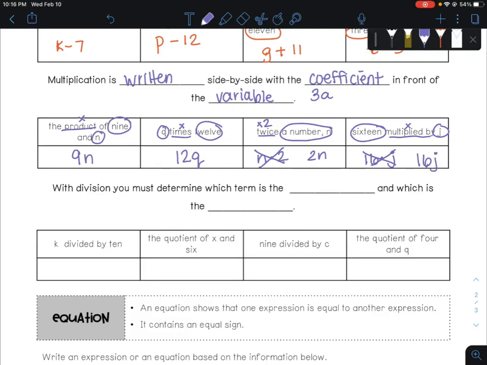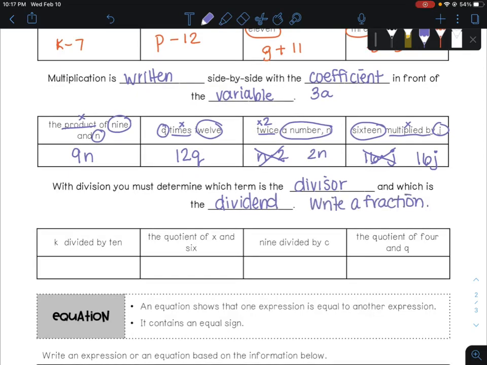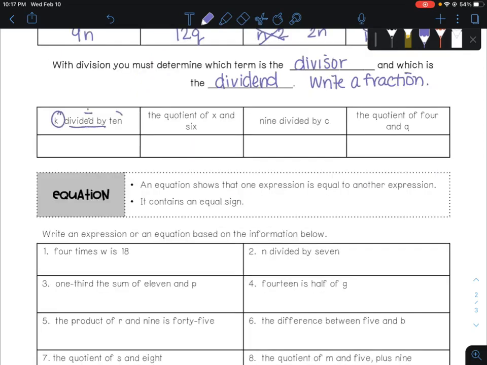Okay? So with division, you have to determine which term is the divisor and which is the dividend, meaning which one goes on top, which one goes on bottom, if you're going to write it like a fraction. So k divided by 10 means k divided by 10 in the order that you wrote it, or k over 10. So the first number would be the top number for the fraction.